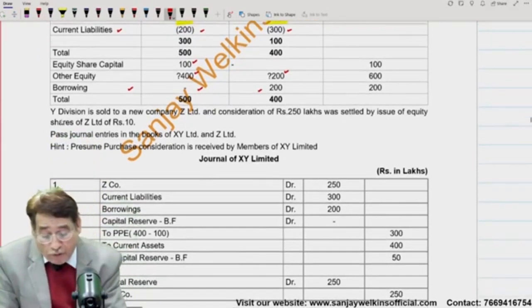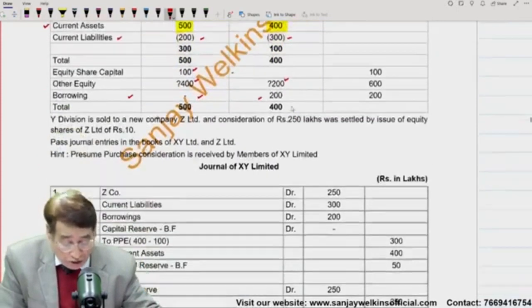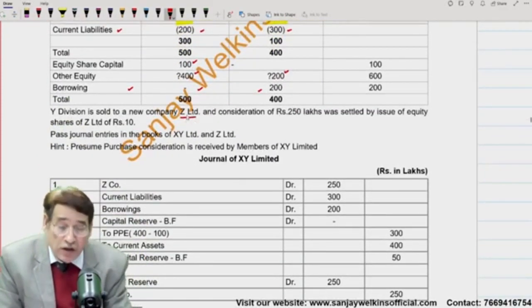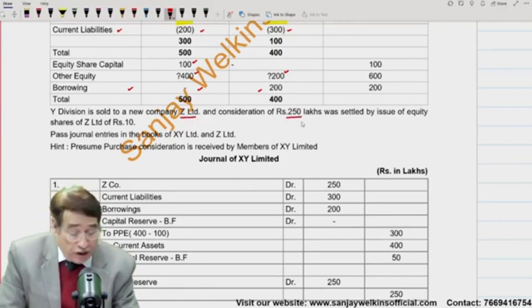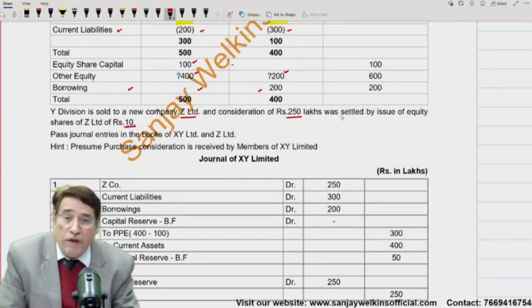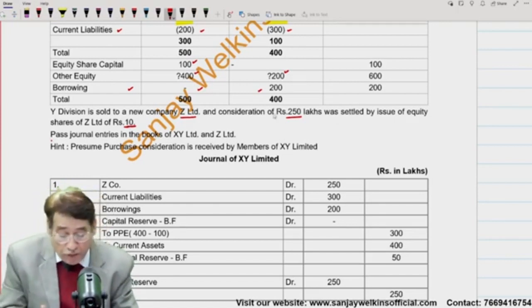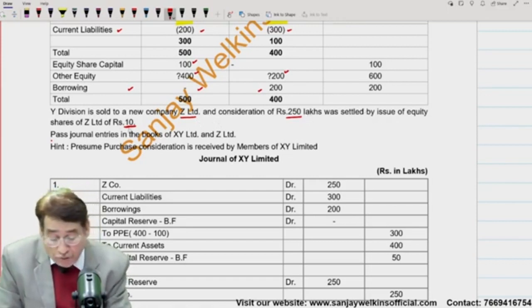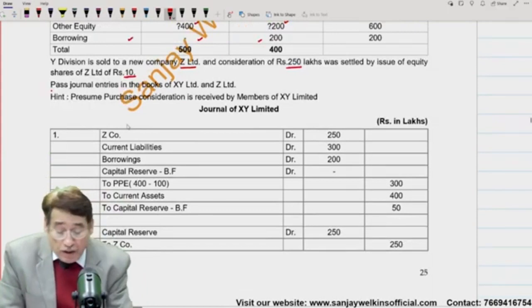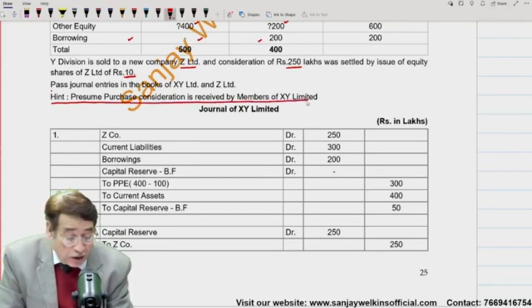Further, now it is given that Y division is sold to a new company. So division Y is being sold in this particular case, and it is sold to a new entity, that is Z Limited, and the consideration will be 250 lakh, which will be issued by the new entity by issuing shares having a face value of 10. In this particular question, it is only given that Y division is sold to Z Limited and consideration of 250 lakh was settled by issue of equity shares of Z Limited. Number two, here it is given, presume purchase consideration is received by members of XYZ Limited.